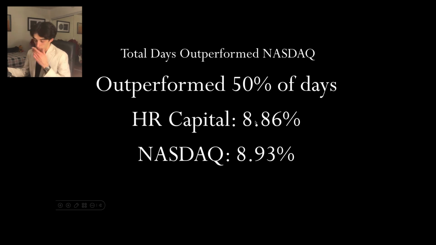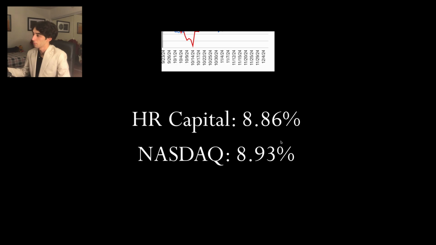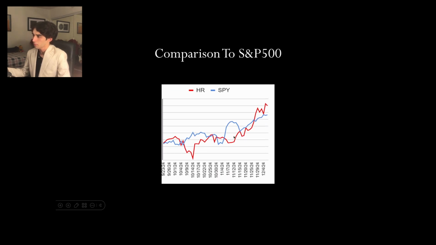Our overall after expenses was 8.86, and then NASDAQ was just slightly above, basically the same. SPY is a little bit more calmed here, but still going up steadily. We outperformed it by 2%. You can see here it's a little bit more volatile compared to SPY. The moves are a little bit more drastic, but still similar.